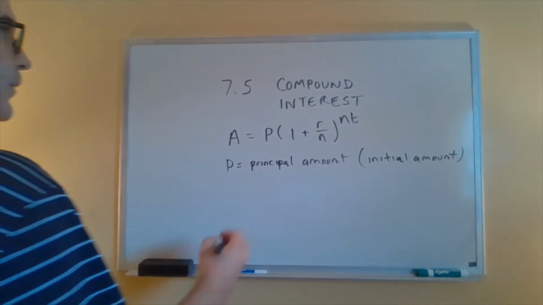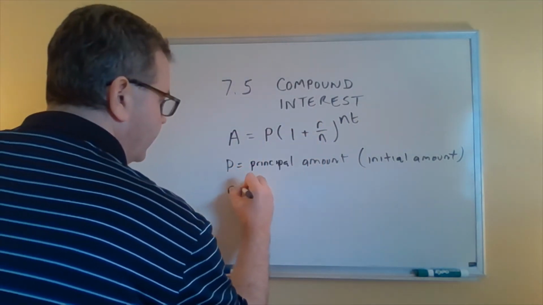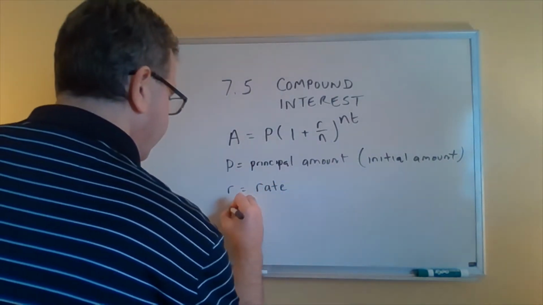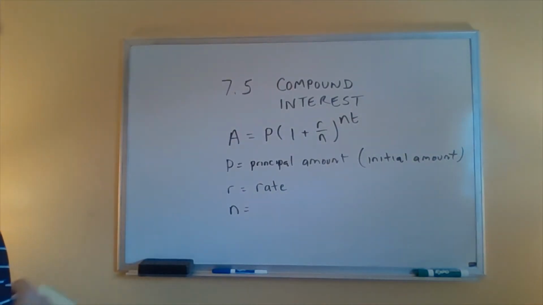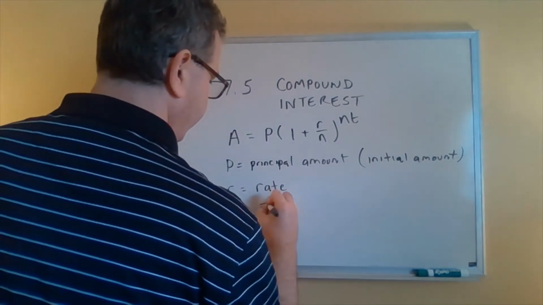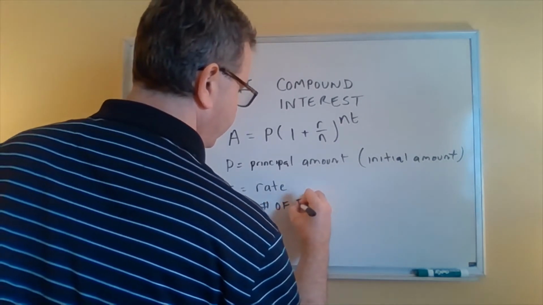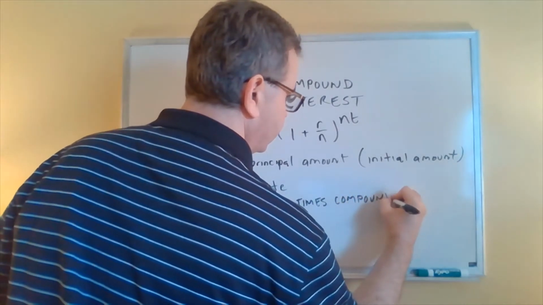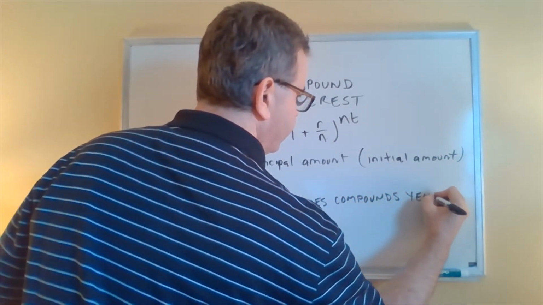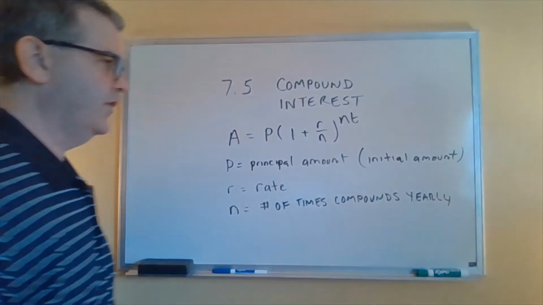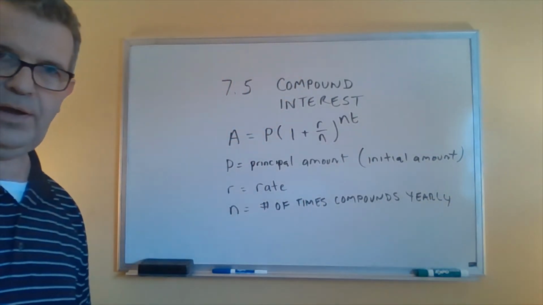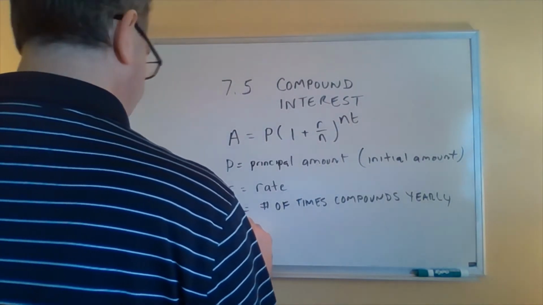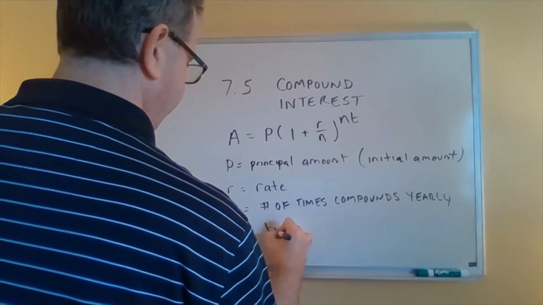Okay, our next variable on there is R, and that's just going to be our rate. So that is our rate of growth, and that's usually expressed in an annual percentage. N is the number of times it compounds yearly. So we need to think about that. If it's compounding semi-annually, it's compounding twice. If it's compounding quarterly, it compounds 4 times. And finally, T, well, you guessed it, that is time.